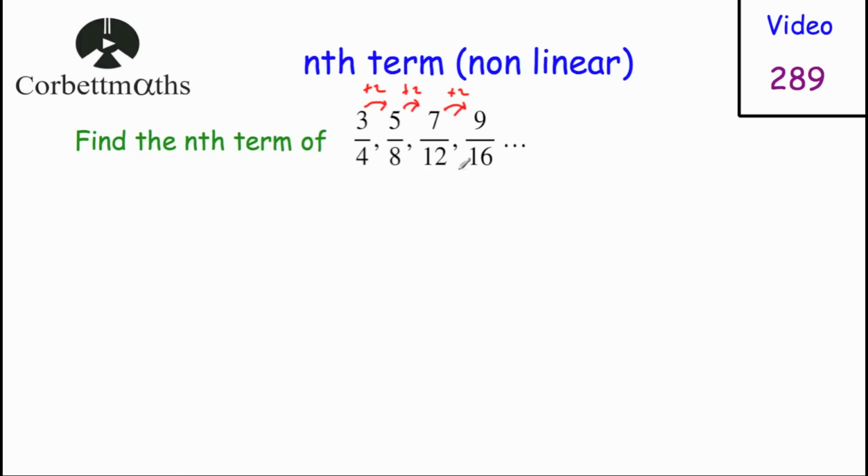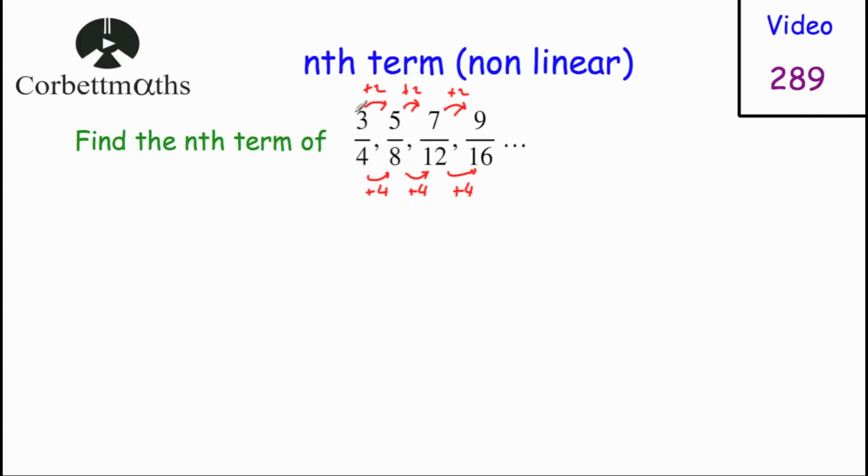And actually, if we look at the denominators, we've got another pattern. We've got 4, 8, 12, 16. And we're actually adding 4 each time. So adding 4, adding 4, adding 4. So actually, if we look at our top line, our numerators and our denominators, we have got a pair of linear sequences. Our top sequence is 3, 5, 7, 9, and our bottom line, our denominators are 4, 8, 12, 16. They're both linear sequences. They're both getting bigger by the same amount each time.